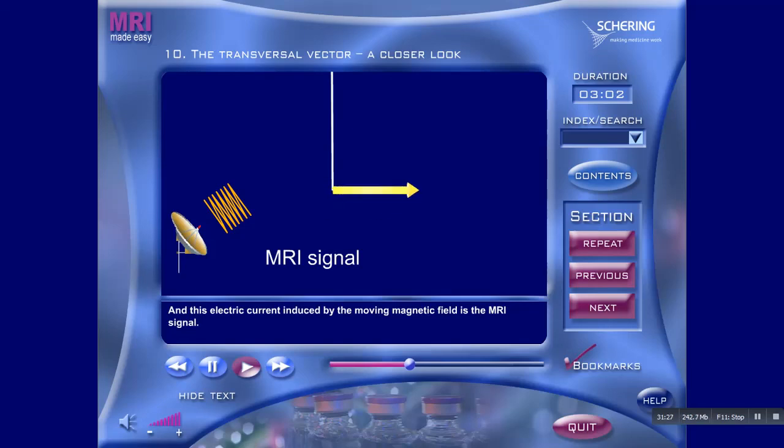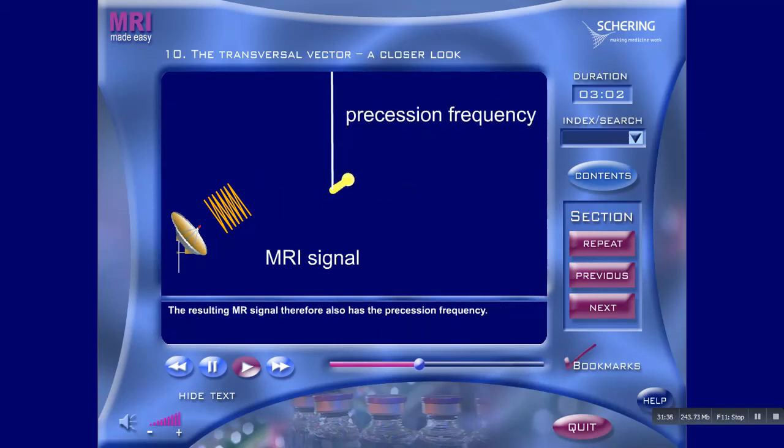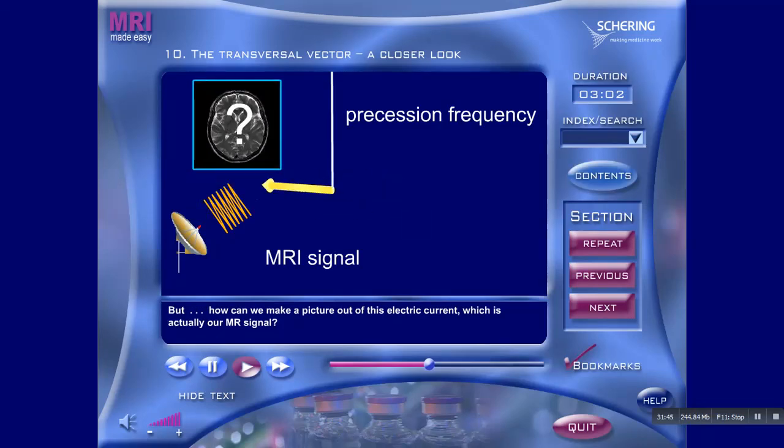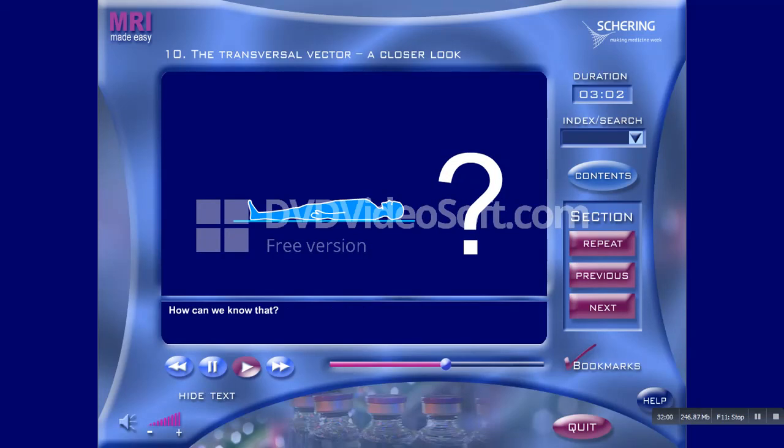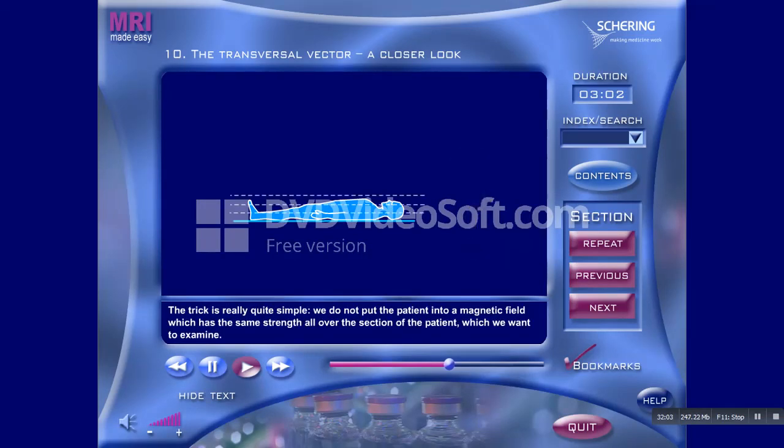As the transversal magnetic vector moves around with the precessing protons, it moves with the precession frequency. The resulting MR signal, therefore, also has the precession frequency. But how can we make a picture out of this electric current, which actually is our MR signal? For this, we have to know where in the body the signal came from. How can we know that? The trick is really quite simple. We do not put the patient into a magnetic field which has the same strength all over the section of the patient which we want to examine.